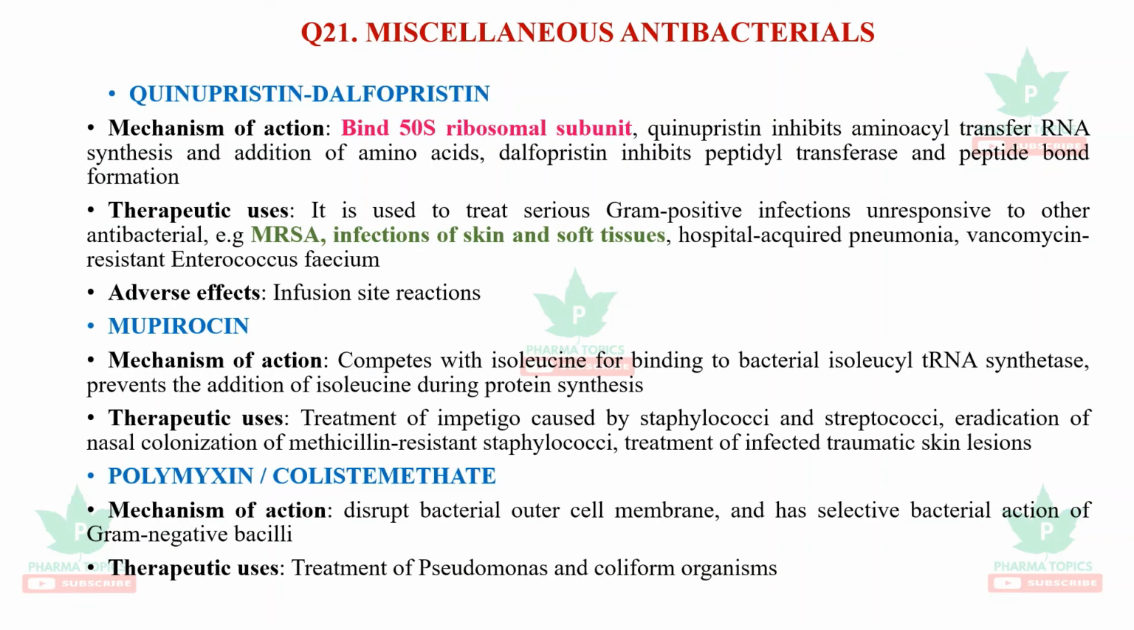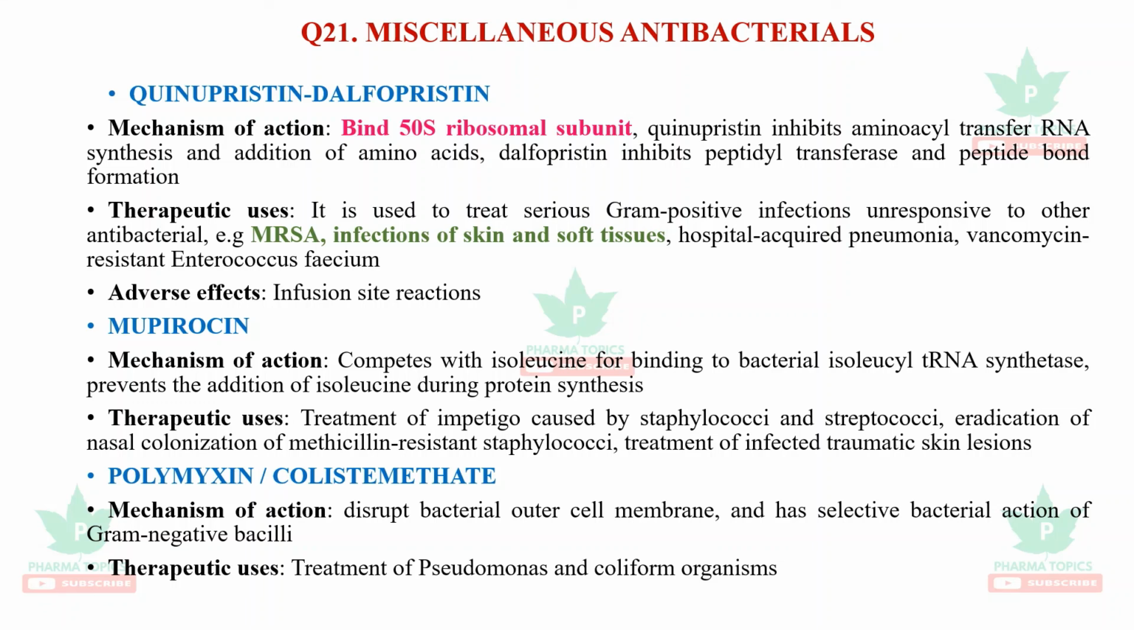And the last section is miscellaneous antibacterials. These can be asked in very short notes. Quinupristin, dalfopristin. It binds to 50S ribosomal subunit. The quinupristin inhibits amino acid transfer RNA synthesis and addition of amino acids, whereas dalfopristin inhibits peptidyl transferase. It's used for MRSA infections, infections of skin and soft tissues, hospital-acquired pneumonia, and vancomycin resistant Enterococcus faecium. The adverse effects include infusion site reactions.